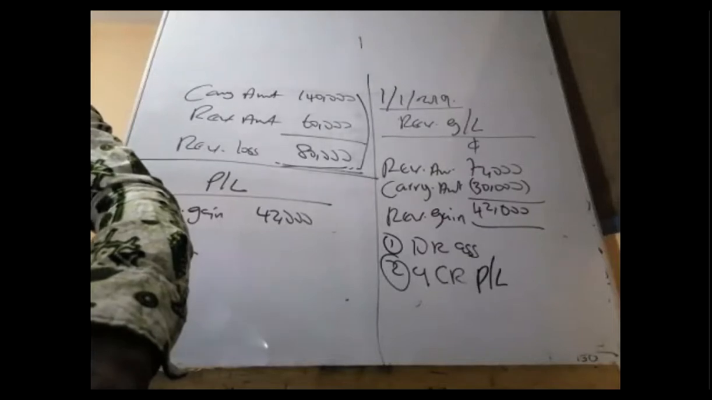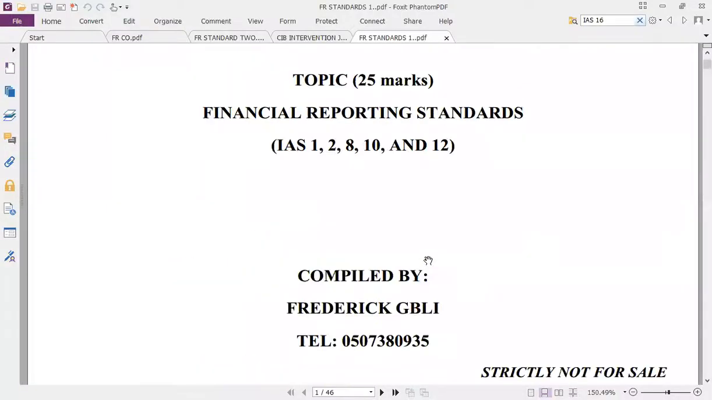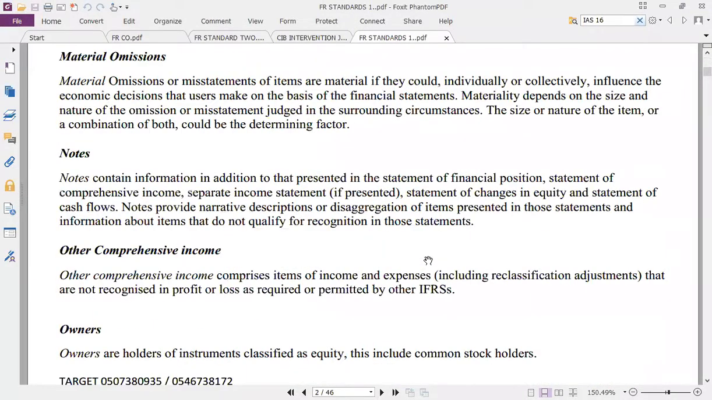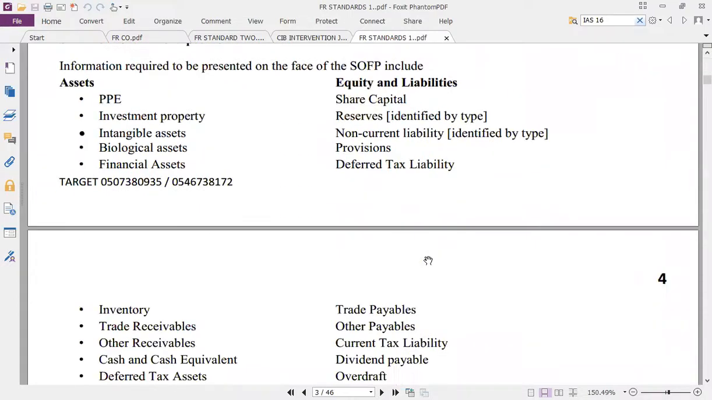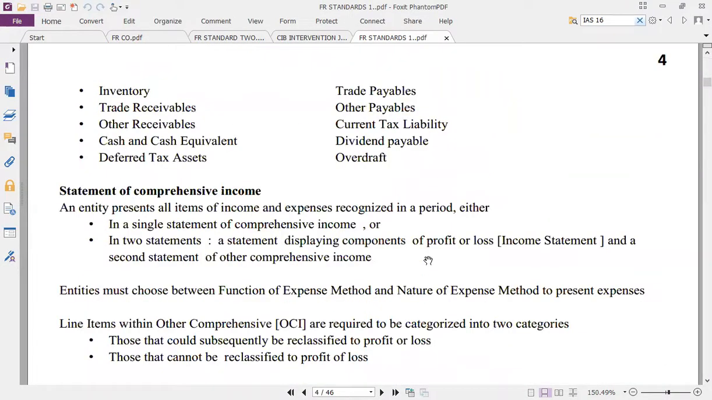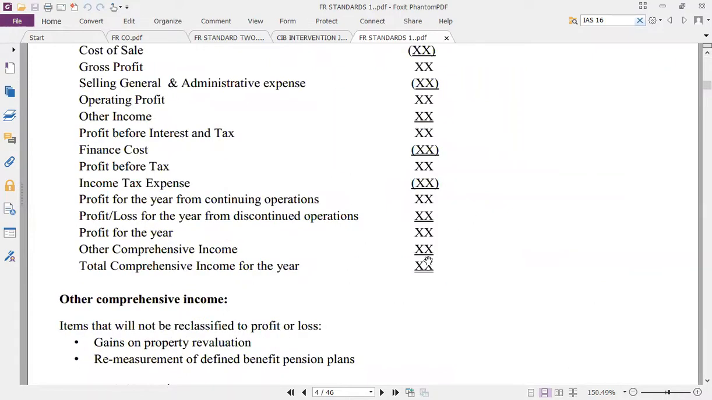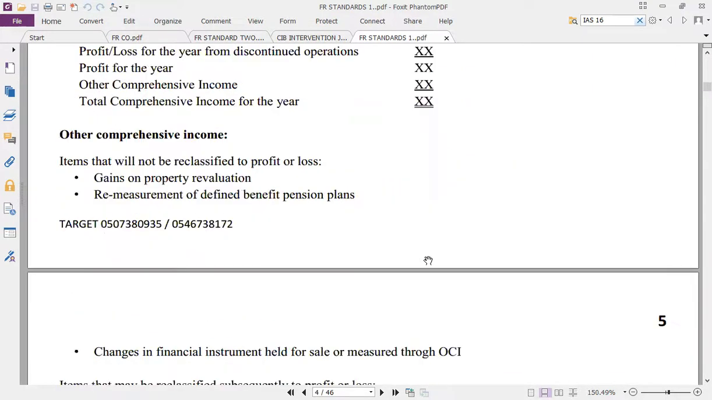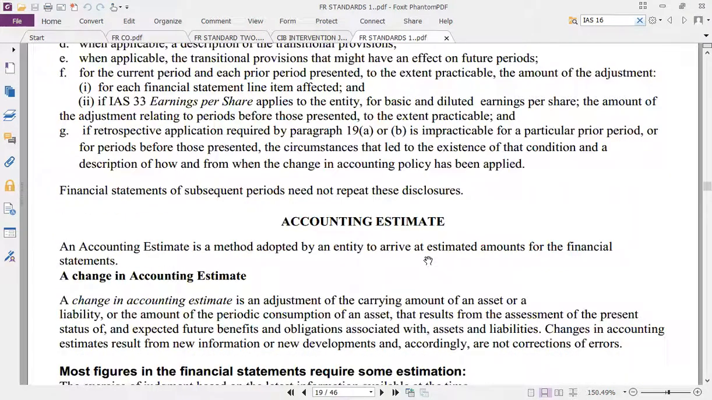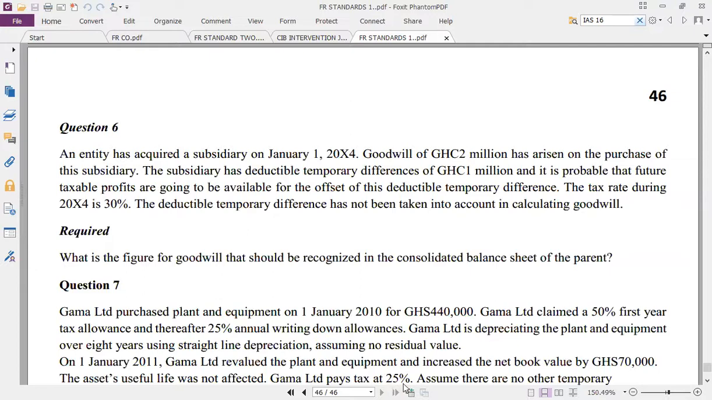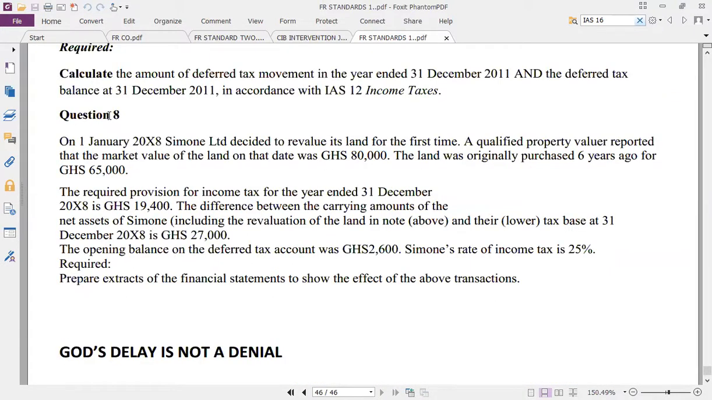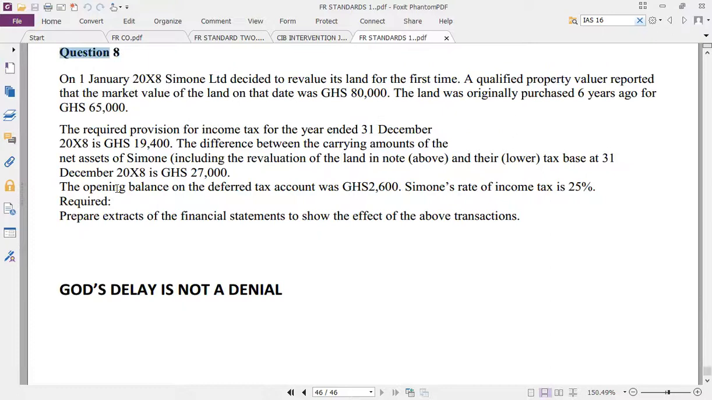Okay, so let's look at this. Let's go. The last, I think it's the last question, yeah. The last question in the material. Yes, so I'm solving question 8. I'm interested in the revaluation section.